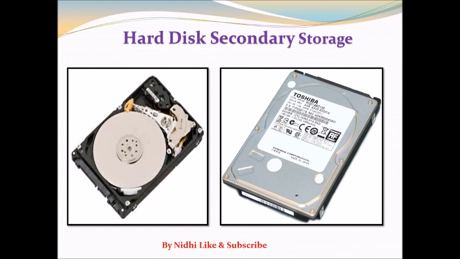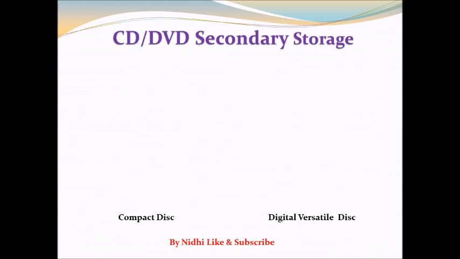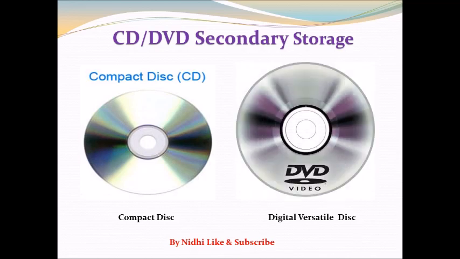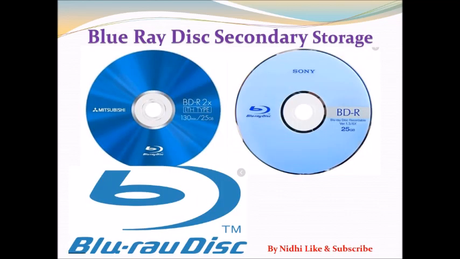Next is CD. CD means compact disc, and DVD is digital versatile disc. CD stores less data as compared to DVD. Initially CD came as a portable storage device, and then for higher storage DVD was developed. DVD can store 2-3 movies at a time, but CD has less space. So here you can see CD and DVD. Next is Blu-ray disc. Blu-ray disc is also a secondary storage device that stores more data as compared to CD and DVD. So here you can see the Blu-ray disc.